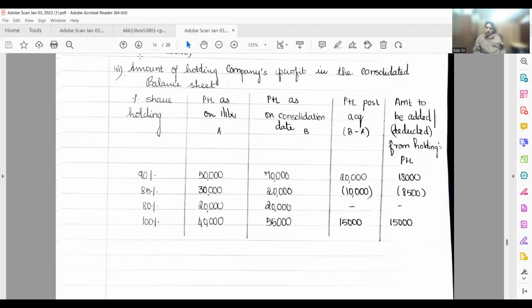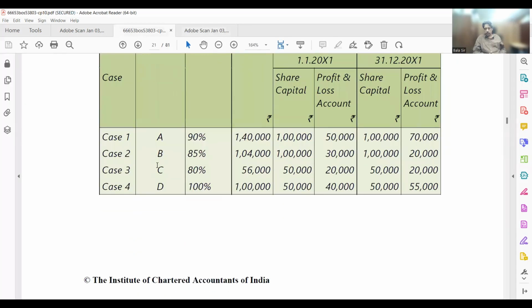But in your study material, I think they have given just 8,500 loss. Okay, next, we'll go to case 3. Company C, 80%, cost 56,000. On the date of acquisition, the share capital is 50,000 and profit and loss account 20,000. On the date of consolidation, the share capital is 50,000 and profit and loss account is 20,000. The balance in P&L on 1st January is 20,000 and closing is 20,000, no change.